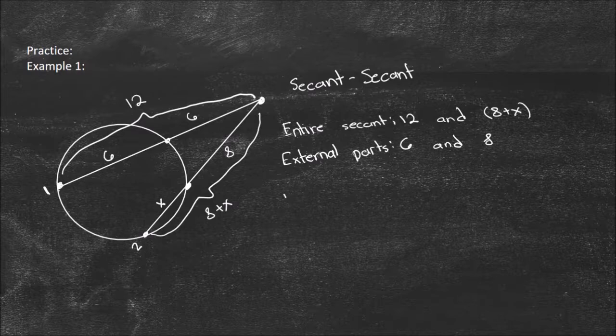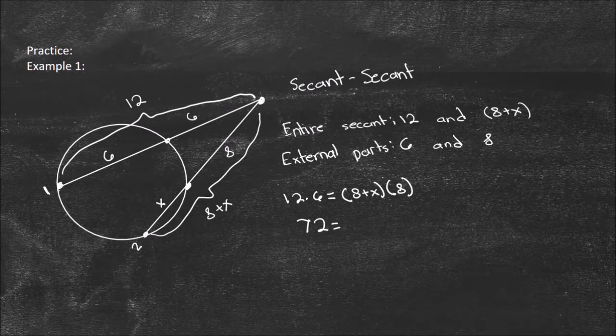So for segment 1, we had 12 times 6 equals, well, the second segment is going to be 8 plus x, because that's the length of the entire thing, times 8, which is the external part length. Now I'm going to simplify. 12 times 6, as you know, is 72, equals, now here you need to distribute, so we need to take that 8 to both parts. So 8 times 8 is 64 plus 8x.